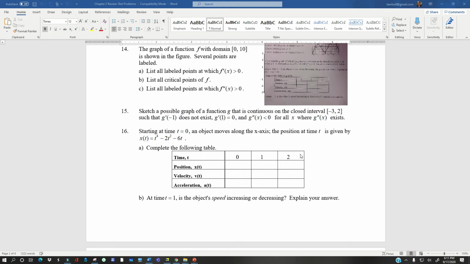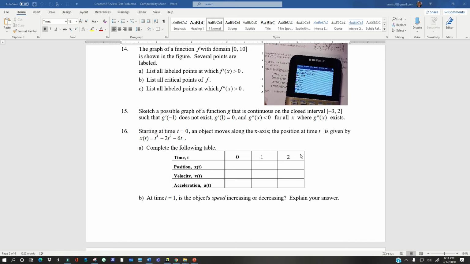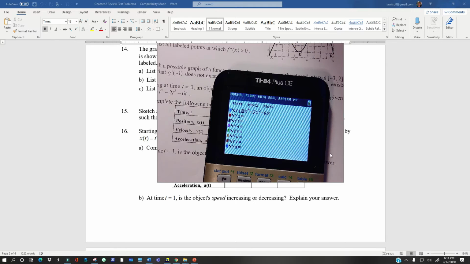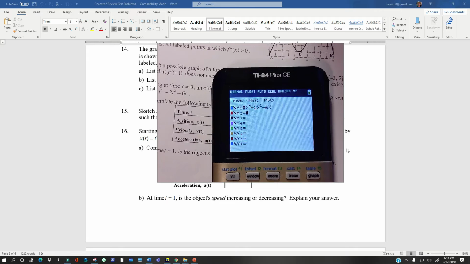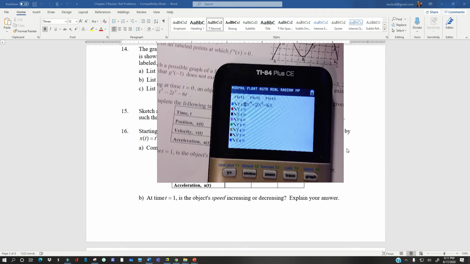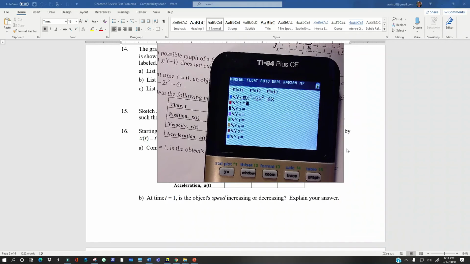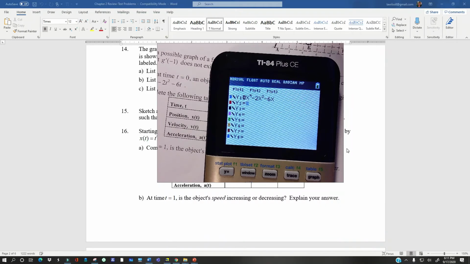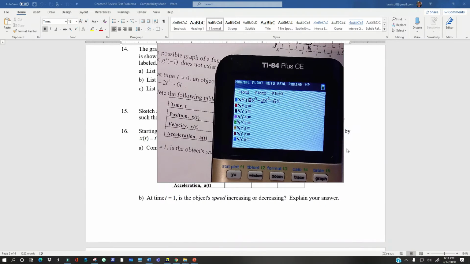And what you were expected to do is to put your position function in your calculator. So let me make this big again. Oh, this lines is just awful. That's a little better, I guess. Okay, so they wanted you to put your function in. Now, that's the position function, the one that's already in y1.